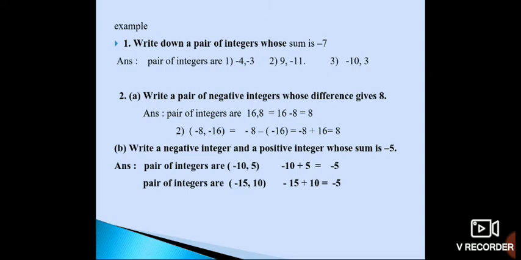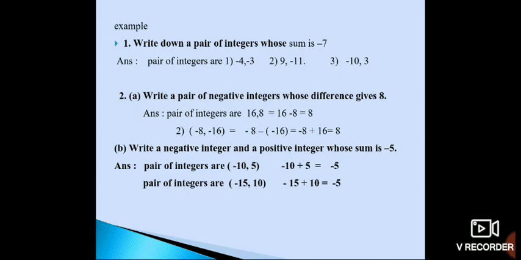Second example, write a pair of integers whose difference gives 8. Here I have written two pairs. The pair of integers are plus 16 and 8. Plus 16 minus 8 is equal to plus 8. Second pair, minus 8 minus 16 is equal to minus 8 minus minus 16. This is equal to minus 8 plus 16, which is equal to 8.